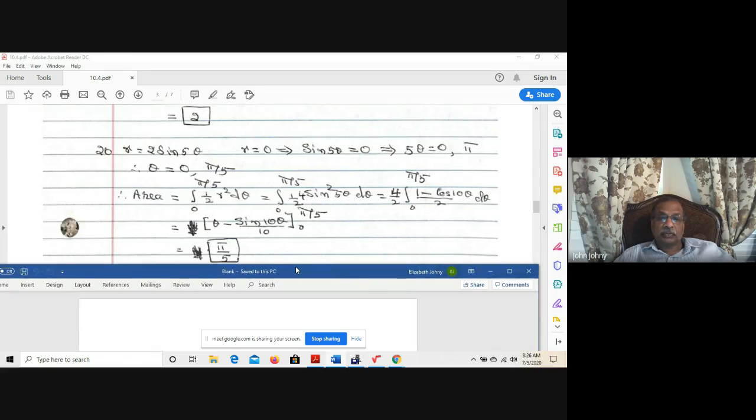Substitute the limits. When you substitute the upper limit, you get pi over 5 minus sine 10 times pi over 5. That is sine 2 pi, which is 0. And when you substitute the lower limit, you get 0 minus 0. That is again 0. So the final answer is pi over 5.